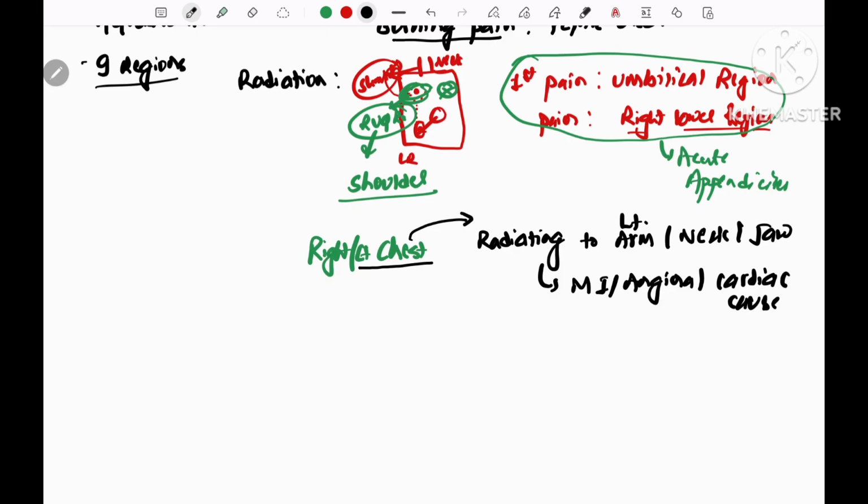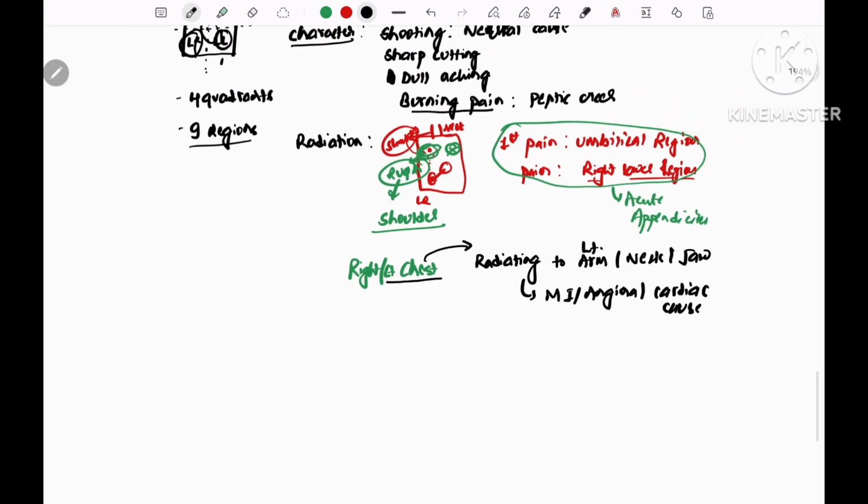In this way we suspect the cause from the pain. Again, let me clarify: if the patient presents with pain first in the umbilical region, and then this pain has been transferred to the right lower region, there can be a chance of acute appendicitis. Similarly, if the patient first presents with pain in the left chest and it is also radiating to the left arm, neck or jaw, then there can be a chance of a cardiac cause.